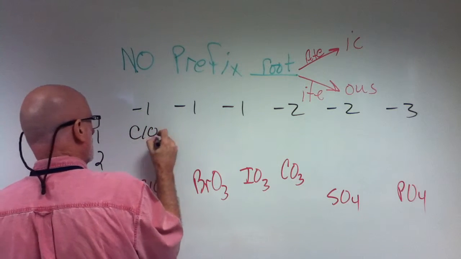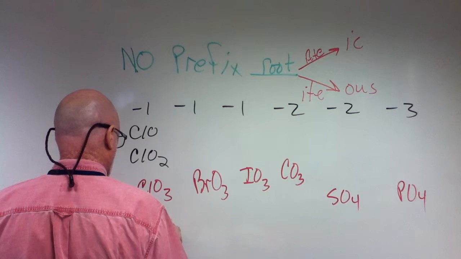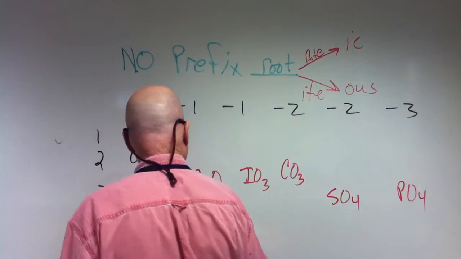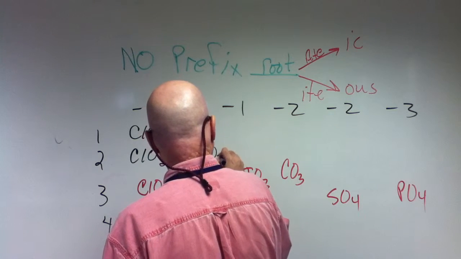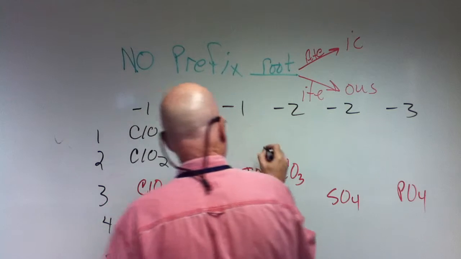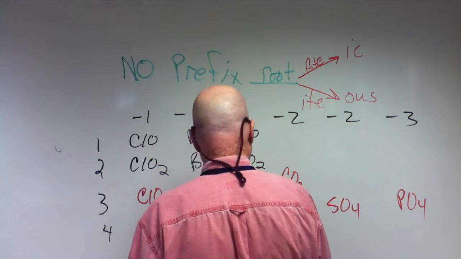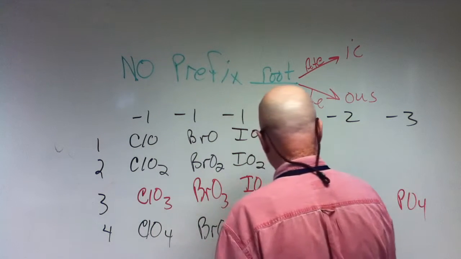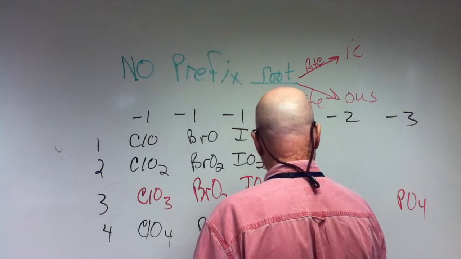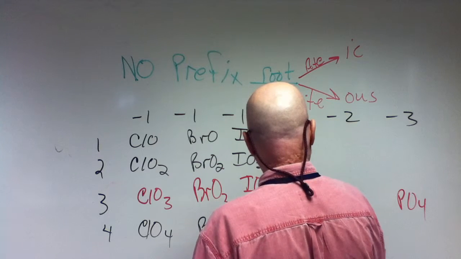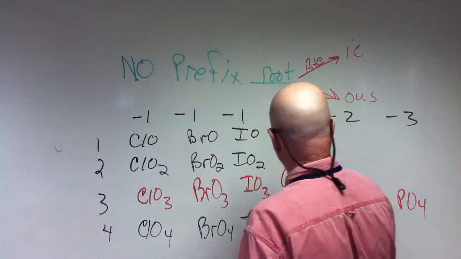So I'll put in the rest of them. ClO, ClO2, ClO4. You can only have 4 in a group. BrO4, BrO2, BrO, IO, IO2, IO4. No, that's not right. I can't do that.